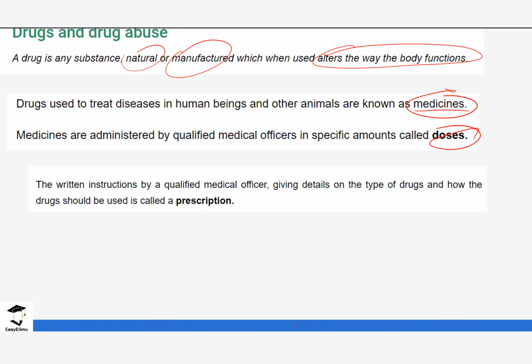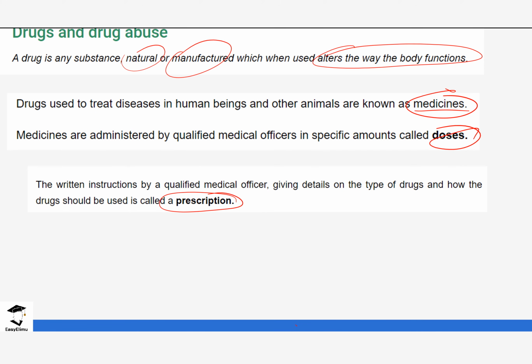And then the instructions that the medical officer usually gives to people in regards to how and what type of drugs they have been issued, especially when you go to the hospital or to the clinics, or the buildings where medicines are usually sold, that instruction, we usually call it prescription.